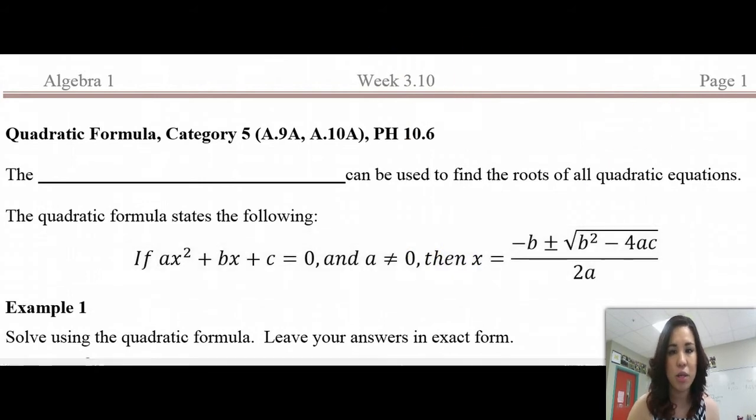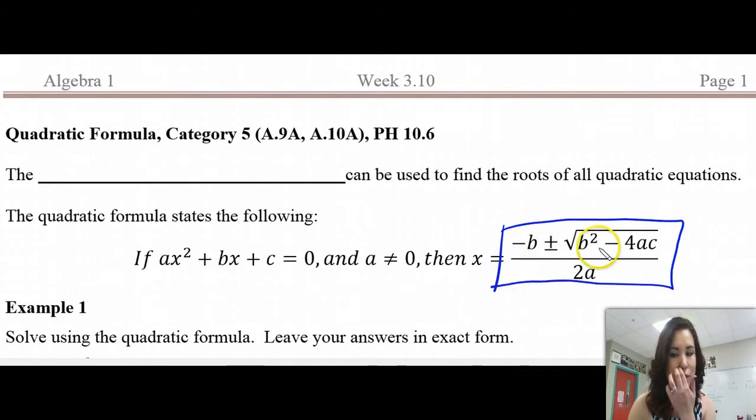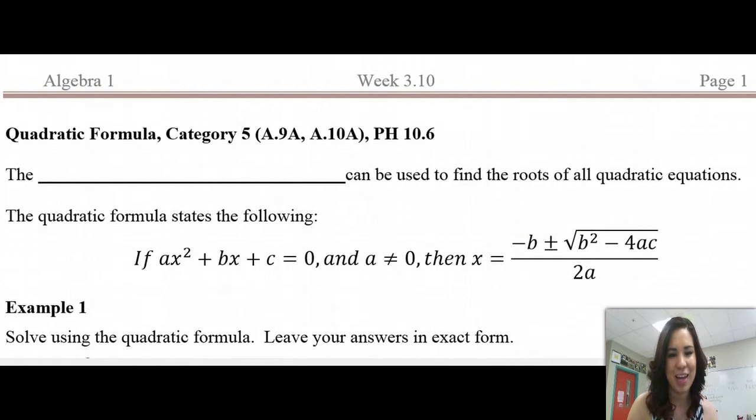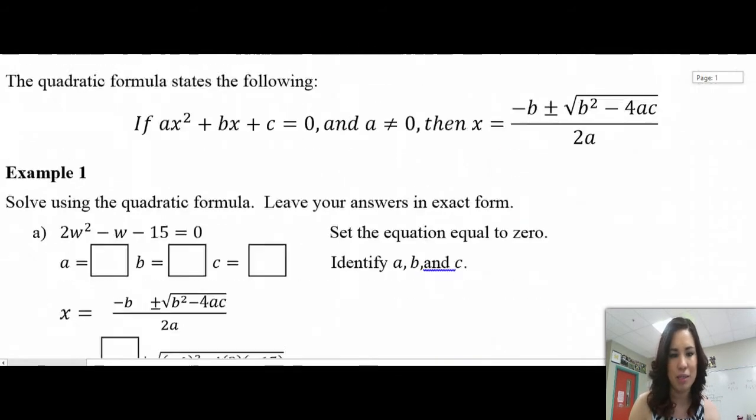The quadratic formula is right here. It's negative b plus or minus the square root of b squared minus 4ac, over 2a. This formula will be provided for you on the formula chart, I believe, for the end of course for algebra. So you don't need to memorize it, you just need to know how to use it, I believe. Don't quote me on that. So let's go ahead and see what this all means.